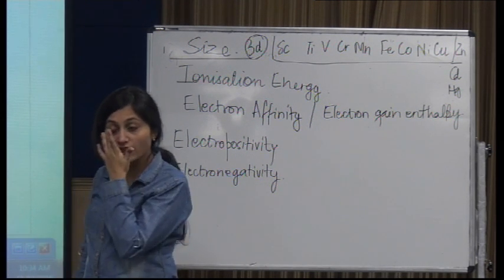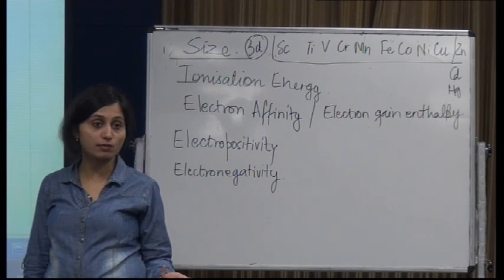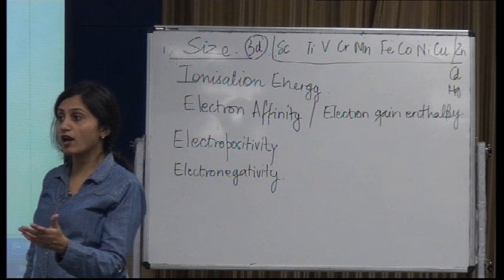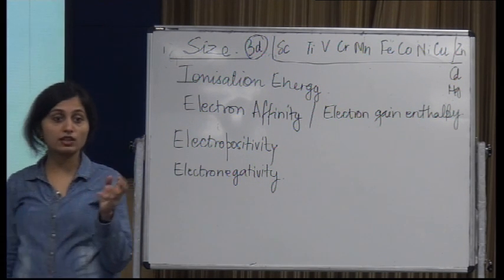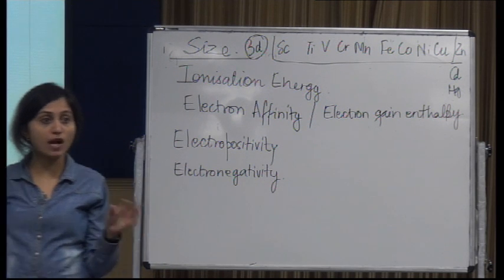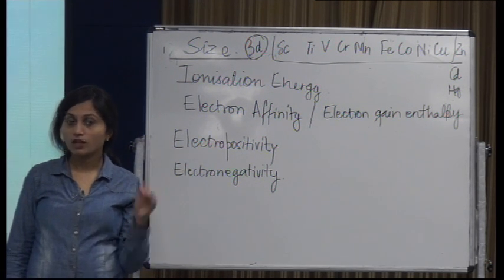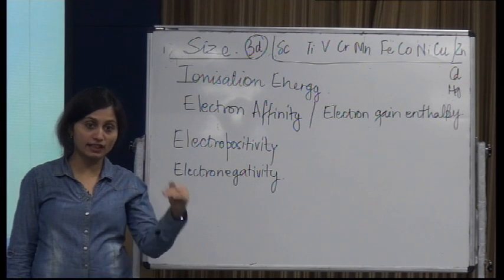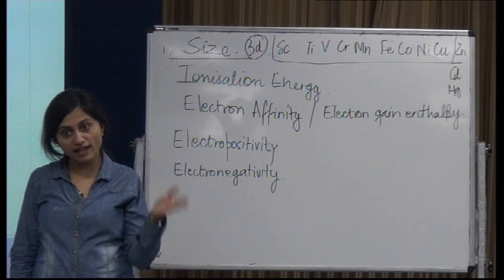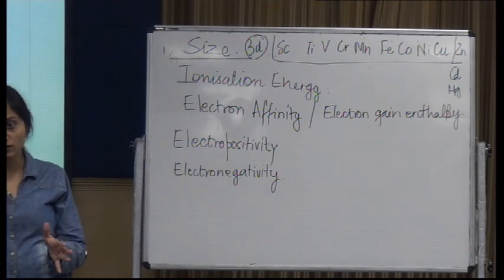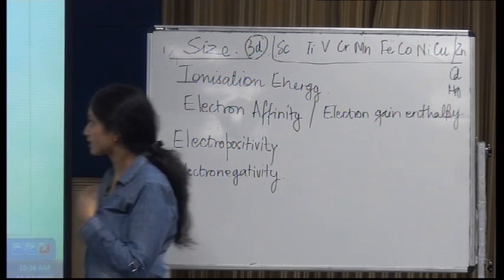This is a very valid question: why zinc, cadmium and mercury are not considered to be transition elements. In that case you have to talk about their electronic configuration. What is the electronic configuration? ns2, (n-1)d10. For zinc, cadmium and mercury, it is 3d10, 4d10 and 5d10. Now because the outermost valence shell is completely filled, we do not talk about them as part of the transition elements.